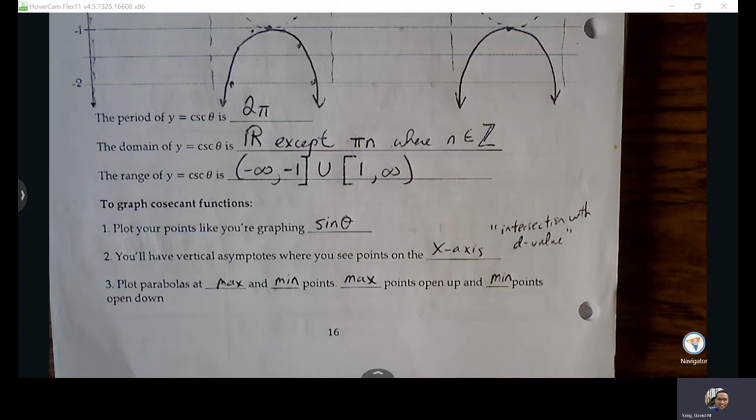See how whenever it hits the x-axis, that's going to be where my asymptotes are. Once I have my dotted lines all in place, I graph my parabolas. These dotted lines are not really the graph. The graph is really just these parabolas, but these dotted lines are how we guide them. And then you fill these out. We're going to do the domain, we're going to fill this out.